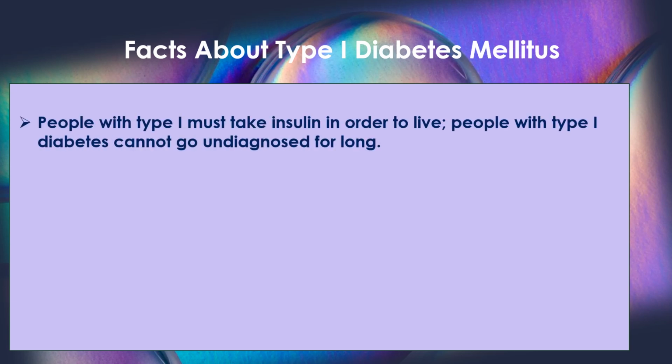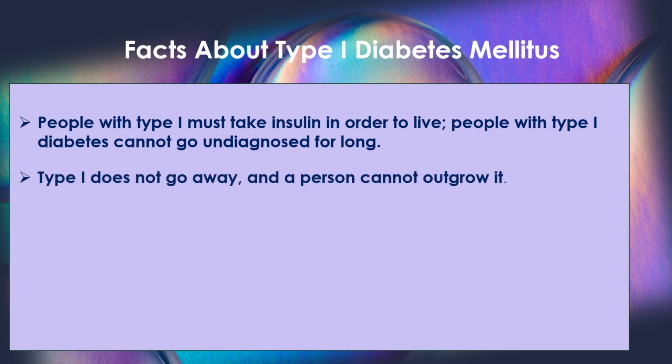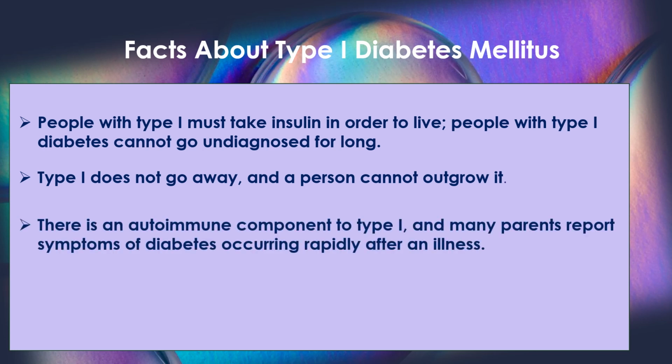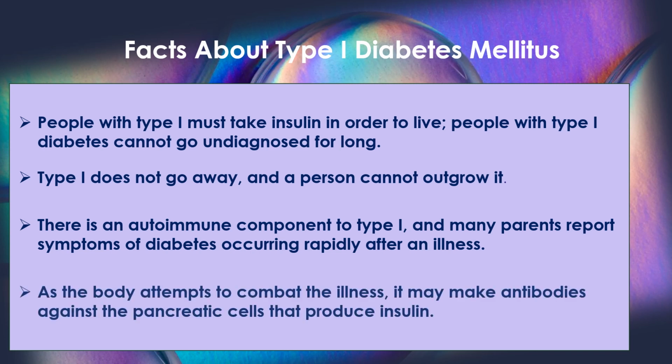People with type 1 must take insulin in order to live. Diabetes type 1 cannot go undiagnosed for long. Type 1 does not go away, and a person cannot outgrow it. There is an autoimmune component to type 1, and many parents report symptoms of diabetes occurring rapidly after an illness. As the body attempts to combat the illness, it may make antibodies against the pancreatic cells that produce insulin.